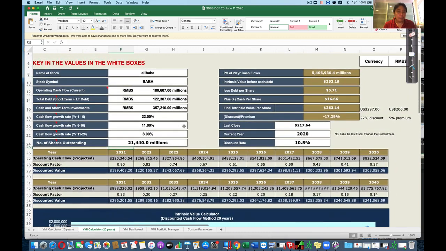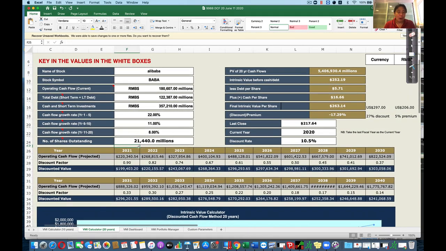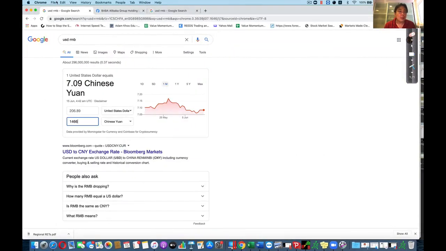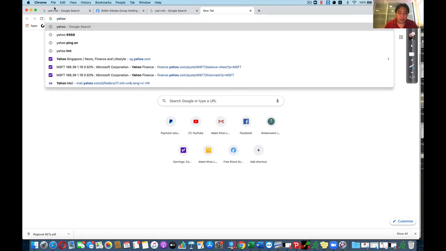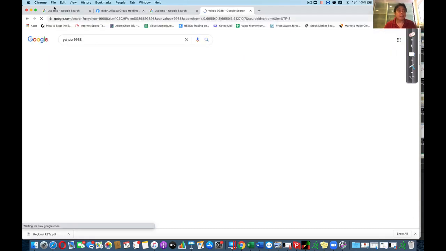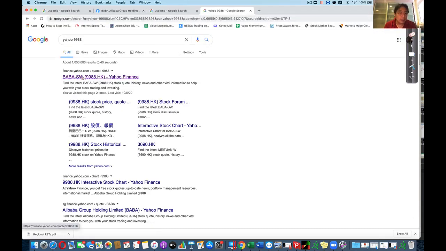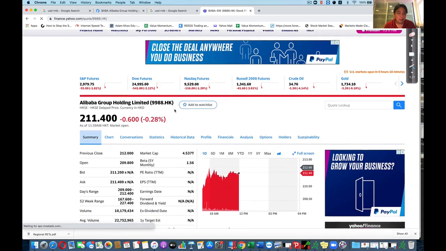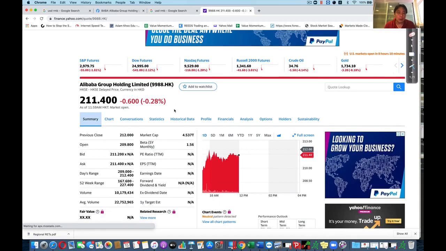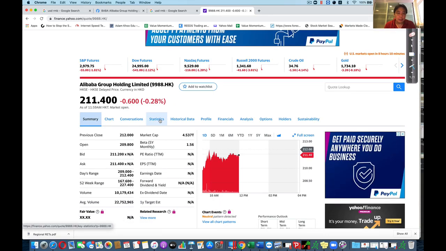Now again, this is just a rough calculation. If you want to see the exact number of Hong Kong shares, you can go to Yahoo Finance. Let's type Yahoo and type the Hong Kong ticker 9988. There we go, Alibaba in Hong Kong. Go to statistics.